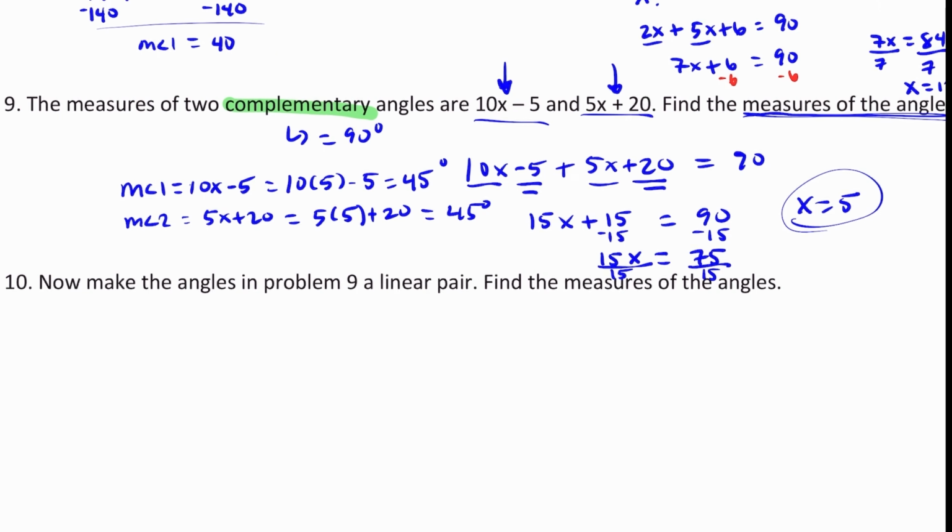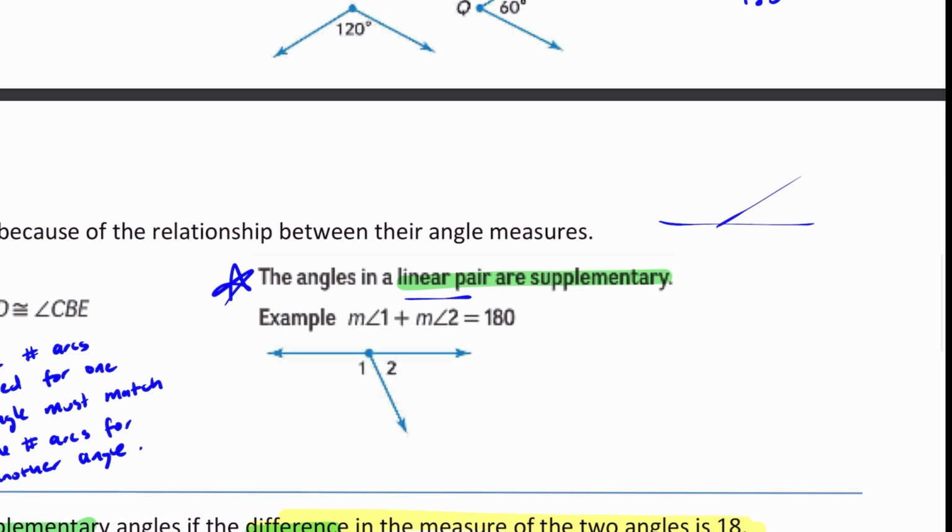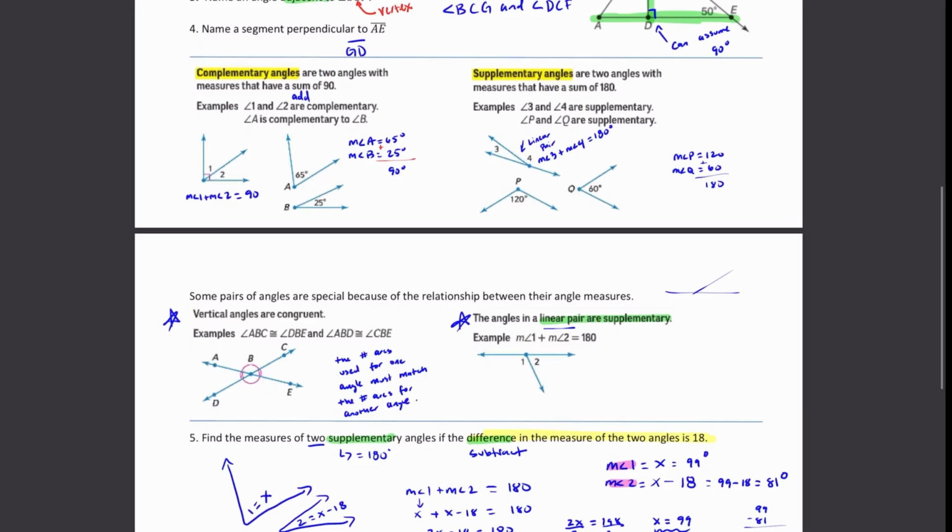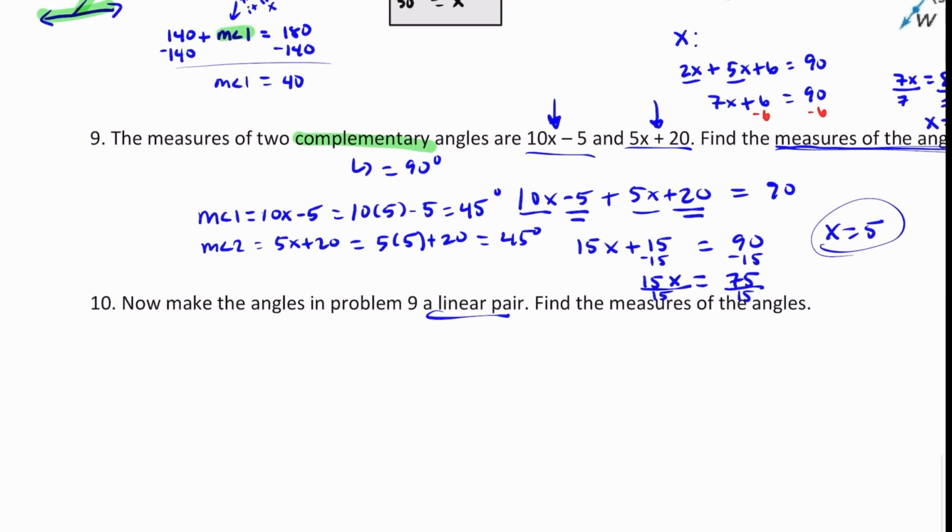Last problem. Now make the angles in problem 9 a linear pair. Find the measures of the angles. So for a linear pair, you're taking those two angles and you're going to set it equal to 180 degrees. So all I need to do is 10x minus 5 plus 5x plus 20. And you're going to equal that to 180 degrees, right? Those two angles, angle 1 and angle 2, should add up to 180.